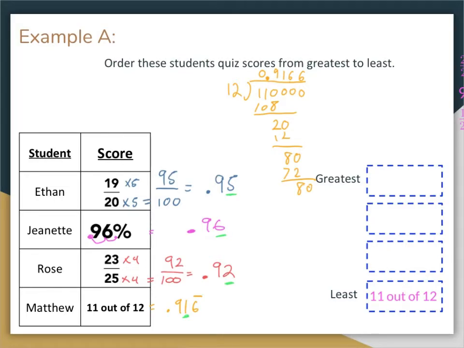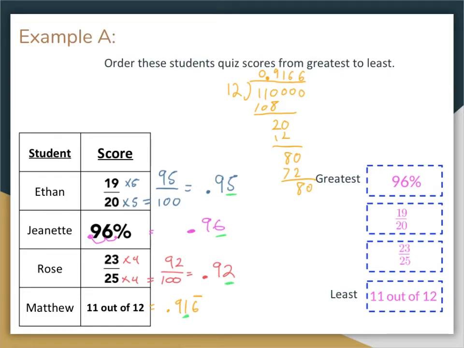The next one is going to be the 92. So that's going to be Rose. And again, I'm going to write that as 23 out of 25 because I'm going to write it in the original form that I was given. The next number I have is 95, so 19 out of 20, again, writing it in the form that I was given, and finally the 96%. So now I've got them in order from greatest to least, again, in the original forms that they were all given.